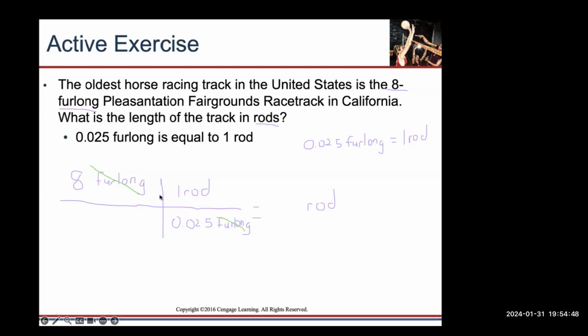So as I said, this line represents multiplication. So we're going to do 8 times 1, and then this represents division, and we're going to divide it by 0.025. So let's go ahead and do that. Okay, so that's going to be 320.